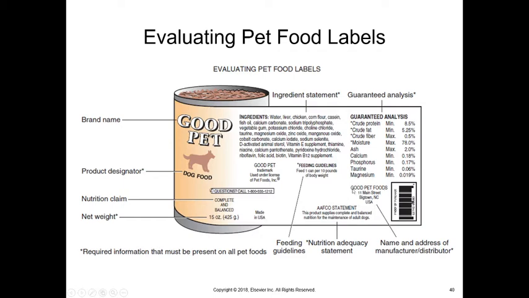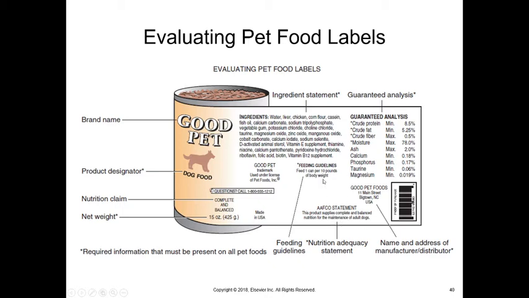This is who made the product and their address. And here's your AAFCO statement. This is a nutrition adequacy statement. This doesn't mean this is great food. It just means it's adequate. This product supplies complete and balanced nutrition for the maintenance of adult dogs.